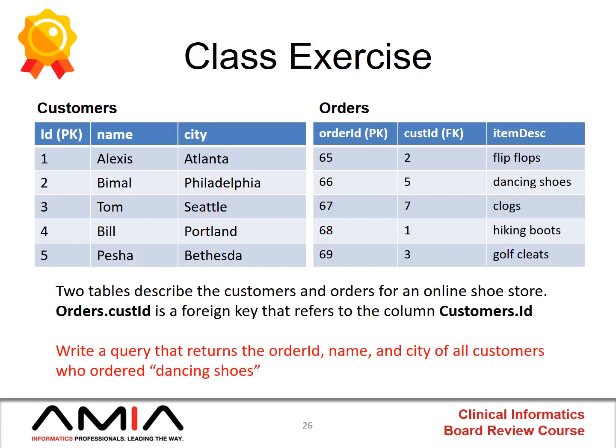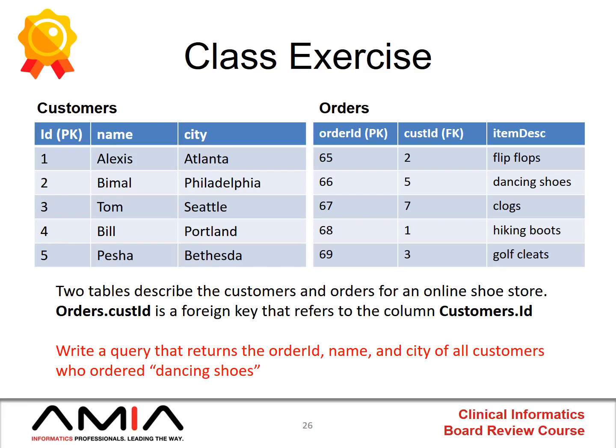Okay, let's look at a more elaborate example. I've got two tables here that represent customers and orders. There's 5 customers: Alexis, Beemal, Tom, Bill, and Pesha, and they have their own primary key. They live in 5 different cities: Atlanta, Philadelphia, Seattle, Portland, and Bethesda. There are 5 orders: 65, 66, 67, 68, 69, that represent 5 different customers: 2, 5, 7, 1, and 3. And there's an item description of what they bought. This is from some online shoe store. And you can see customer ID is a foreign key to ID in the customer table.